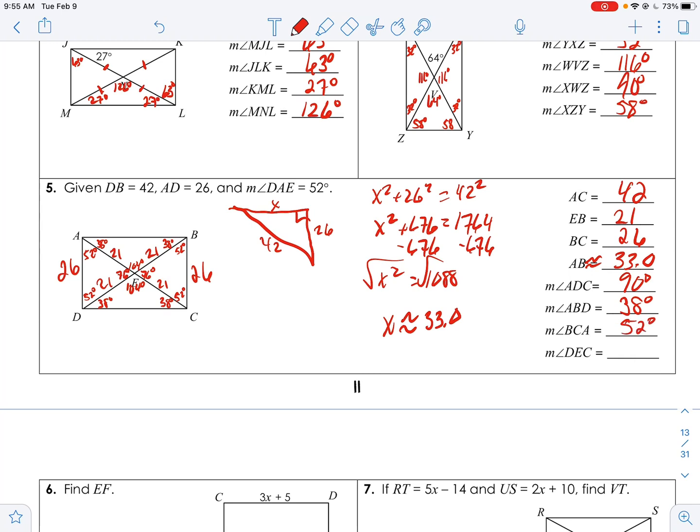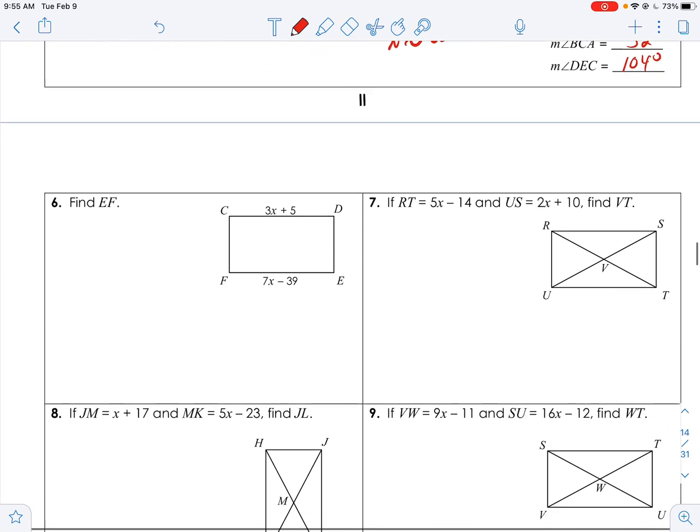B to C to A. That's 52. And D to E to C. That was 104. If you go ahead and figure out everything on the whole figure, it's a lot easier to plug in the answers as you go.